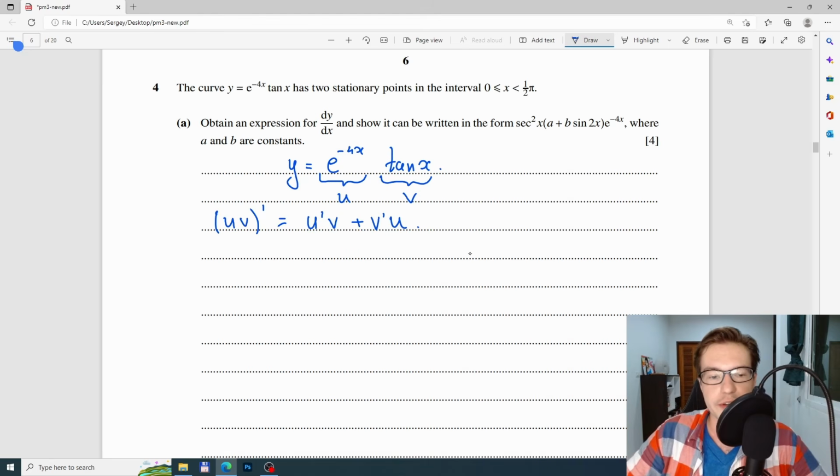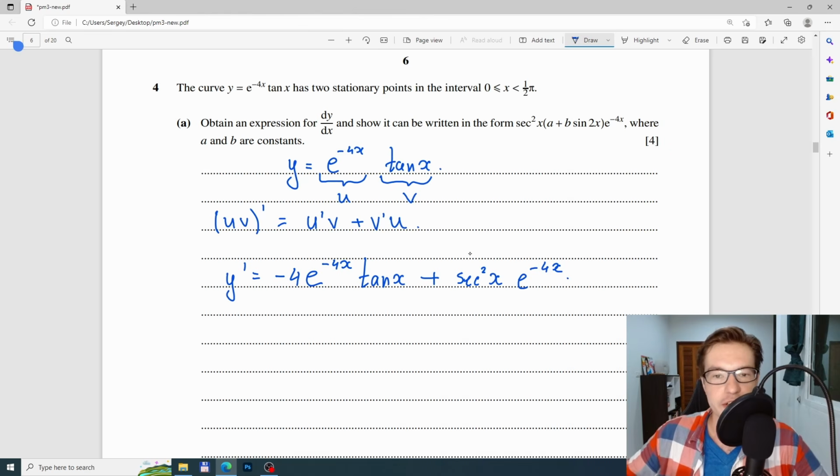Okay, so let's get started. y derivative equals the derivative of e to the power of minus 4x, and I'm using the chain rule: e to the power of minus 4x times the derivative of the inside function, which is minus 4x, and when I take the derivative, that gives us minus 4, times v, which is tangent x, plus v derivative. So the derivative of tangent is secant squared x, times u, which is e to the power of minus 4x.